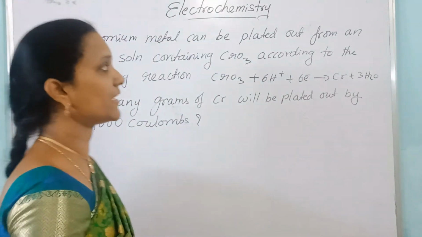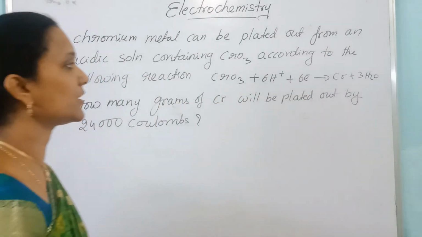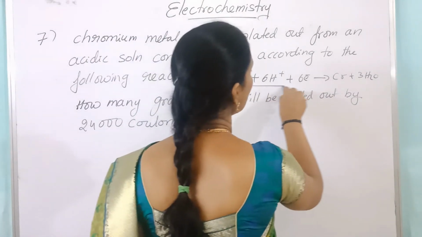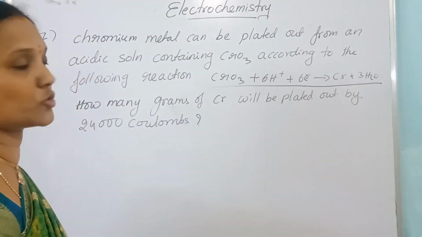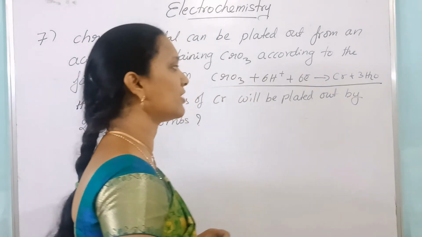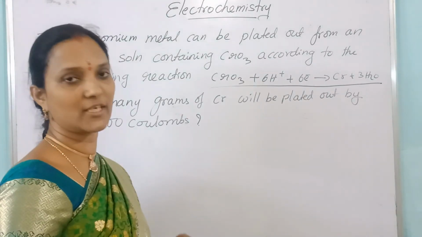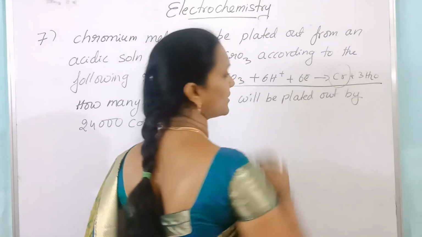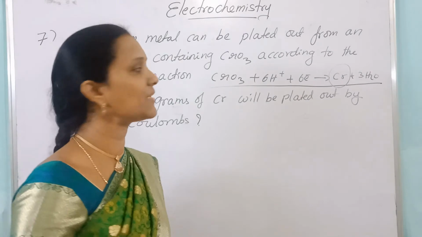Okay. So now come to the next problem. Chromium metal can be plated out from an acidic solution containing CrO3 according to the following reaction. What is the reaction? CrO3 plus 6H plus plus 6 electrons gives Cr plus 3H2O. How many grams of chromium will be plated out by 24,000 coulombs of electricity? 24,000 coulombs we are passing. Then how much chromium will deposit?